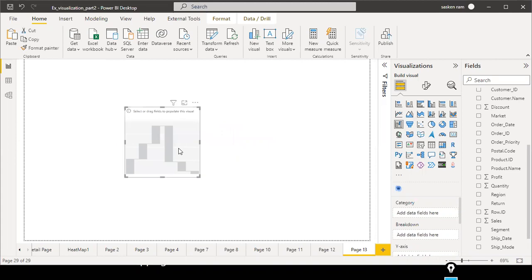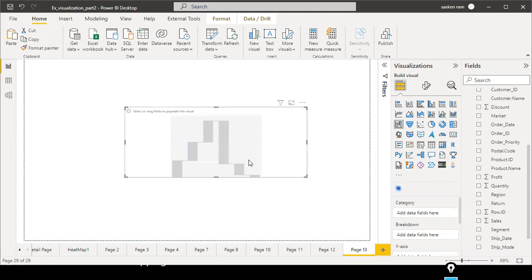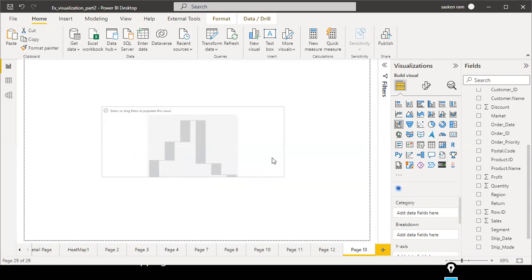First of all, what is a waterfall chart? Why should I use it? When should I use it? So the waterfall chart will show you a running total, okay? It shows you the running total as the values are getting added or subtracted, okay? Now the question is, what is this all about? When exactly can I use this one?